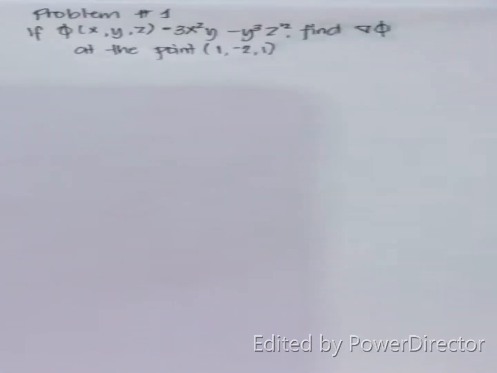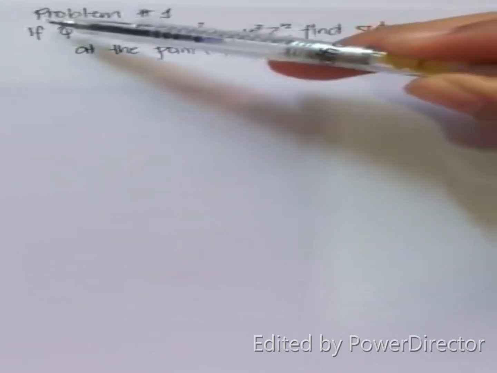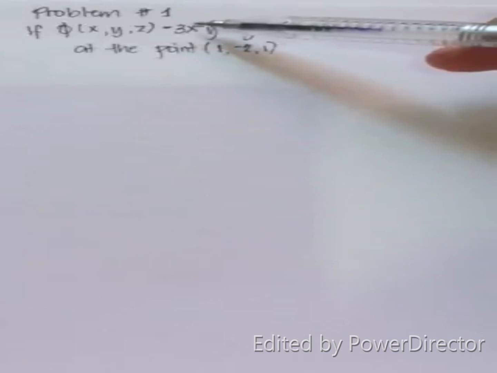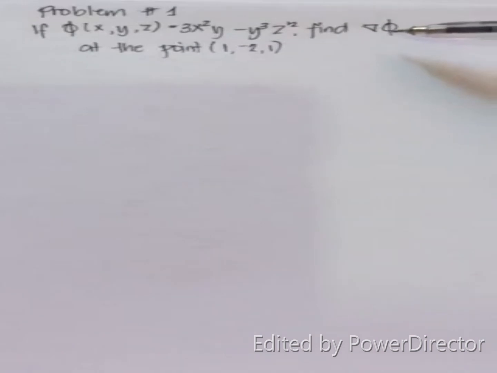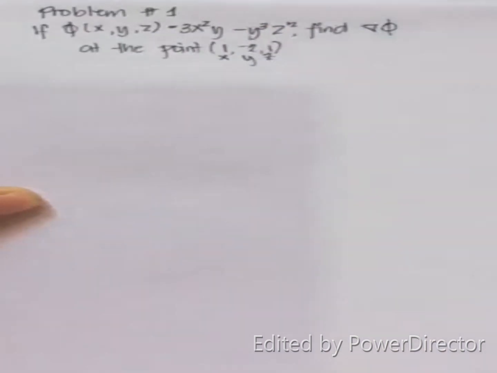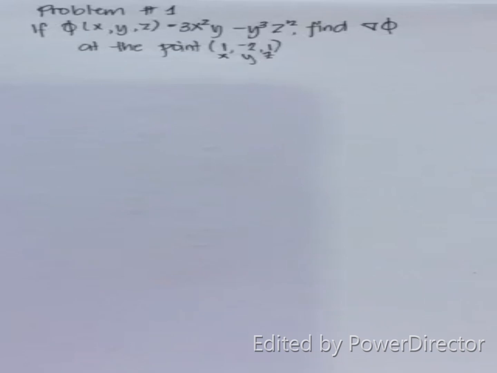In our problem number 1, the scalar function of x, y, and z is equal to 3x squared y minus y cubed z squared. Find the gradient of the differentiable scalar field at the point (1, -2, 1). So this one is x, y, and z. Now we are going to find the partial derivatives of the function.